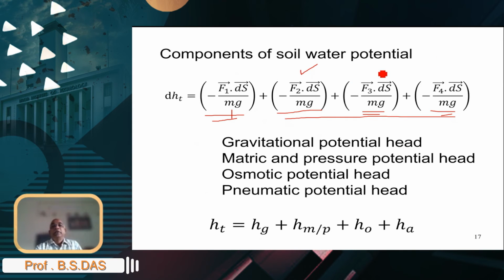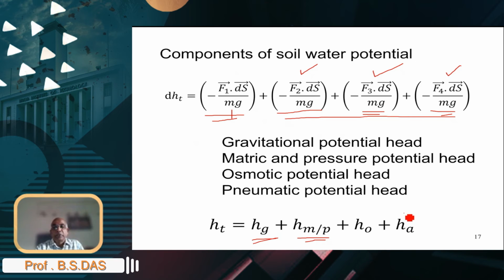And this is the interaction between the water and solute, so that is an osmotic potential. Here is an interaction between water and air. So air basically is exerting a pressure on the water, so that's a pneumatic potential head. So these four components primarily come out of four different origins.